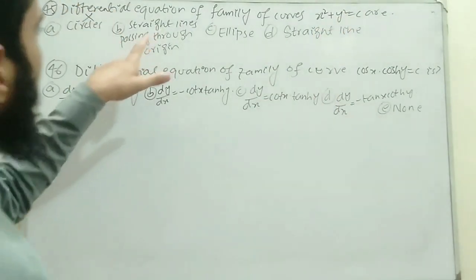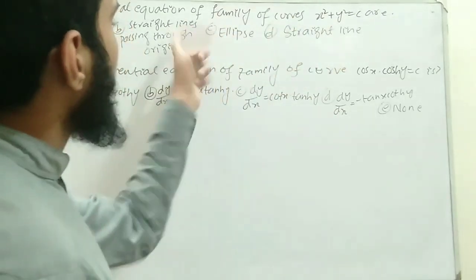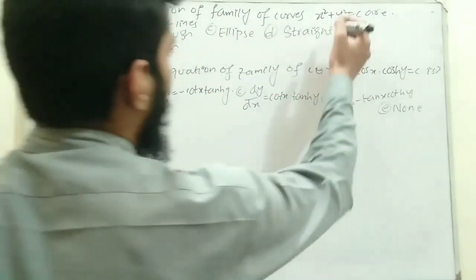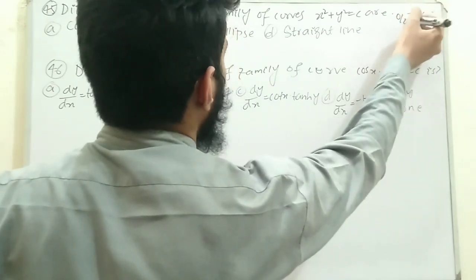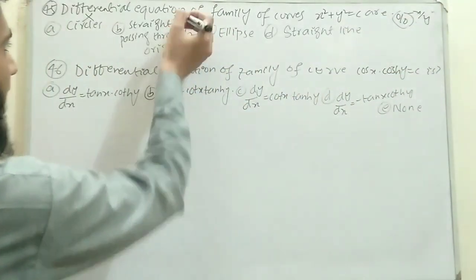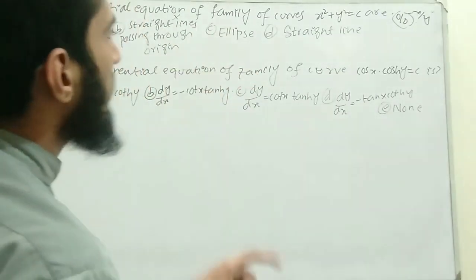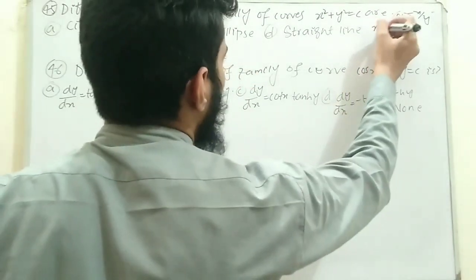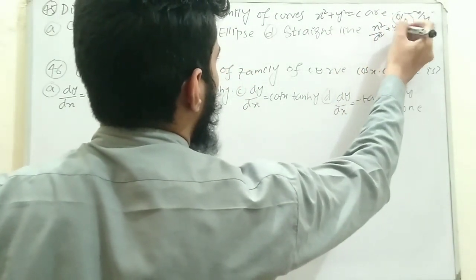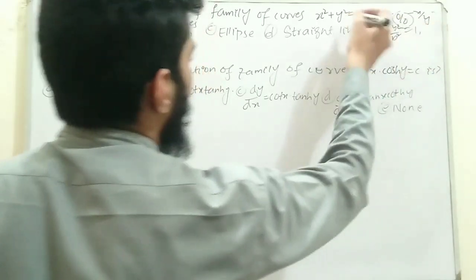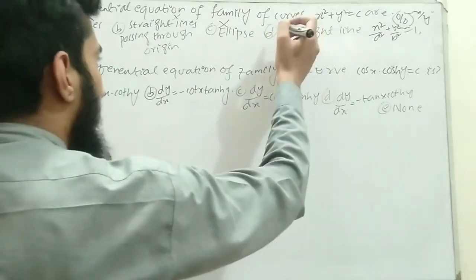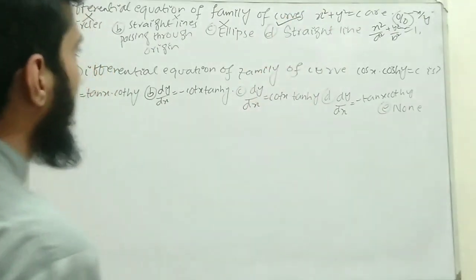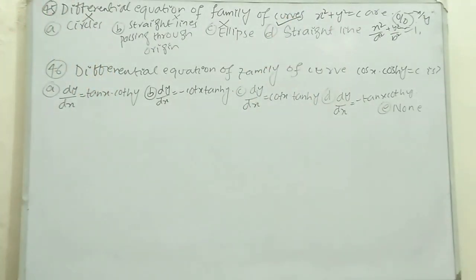After this, it is a straight line passing through the origin, so this option is also wrong because if we take the derivative, it will give us minus x by y, and if we put 0 by 0, this is an indeterminate form. It means that the second option is also wrong, and it is also not the equation of an ellipse. For the equation of an ellipse, we have the formula x square by a square plus y square by b square is equal to 1. Here we don't have this equation. It means that the ellipse is also not a correct option. Our right option is a straight line.